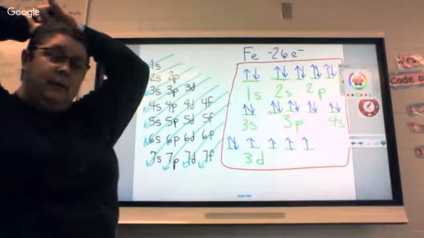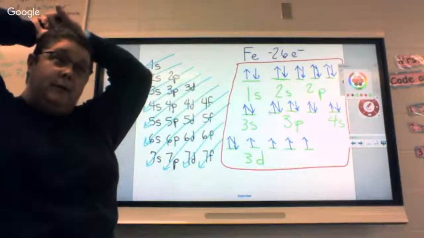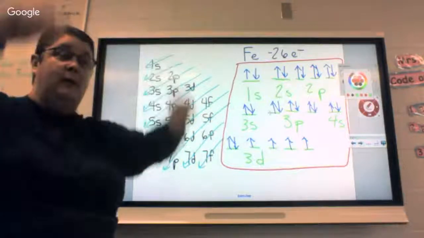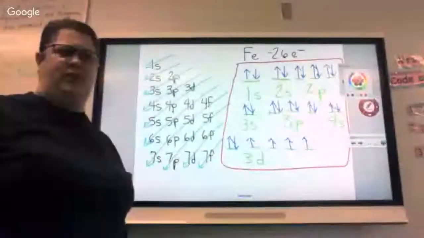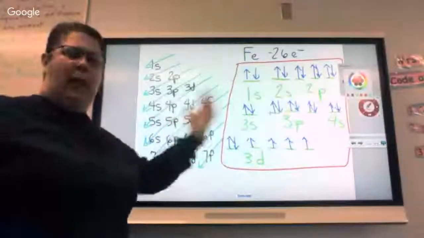Theoretically, you can make a 3D model. Just go look it up online. You can see lots of 3D representations of the model of the atom online.